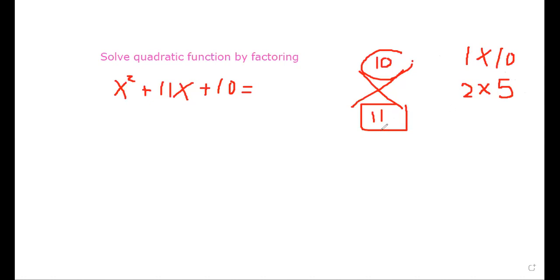We are looking for their sum to be equal to 11. So we will say that 1 plus 10 equals 11, and for 2 times 5, 2 plus 5 equals 7. So which two numbers will we choose? We will choose 1 and 10.